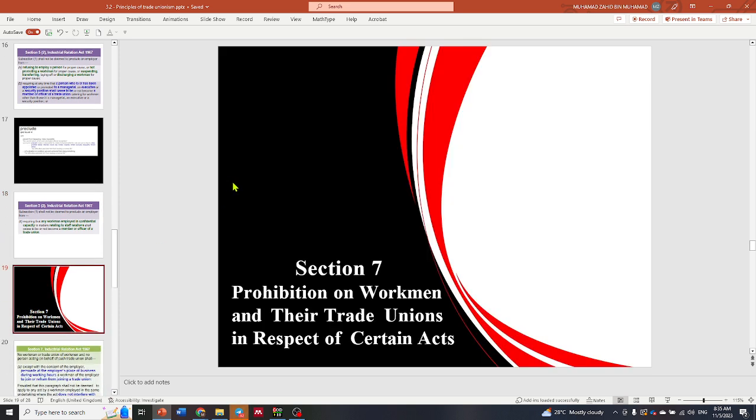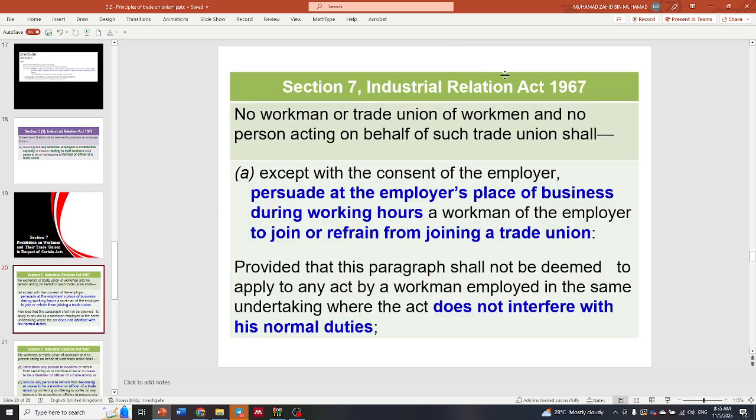And then section 7, prohibition on workmen and their trade unions in respect of certain acts. Under section 7, no workman or trade union or workman and no person acting on behalf of such trade union shall, except with the consent of the employer, persuade at the employer's place of business during working hours a workman of the employer to join or refrain from joining a trade union, provided that this paragraph shall not be deemed to apply to any act by a workman employed in the same undertaking where the act does not interfere with his normal duties.